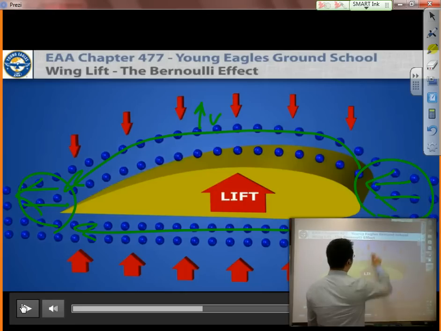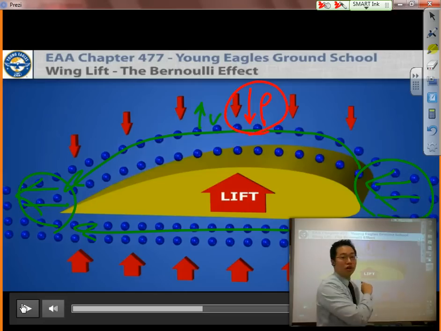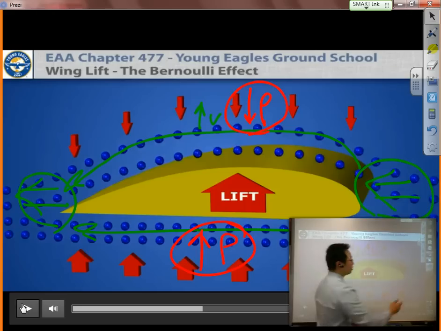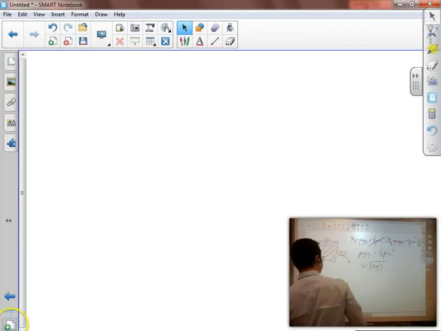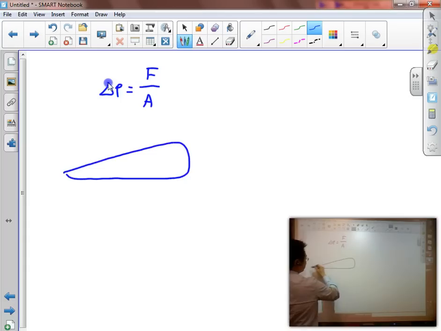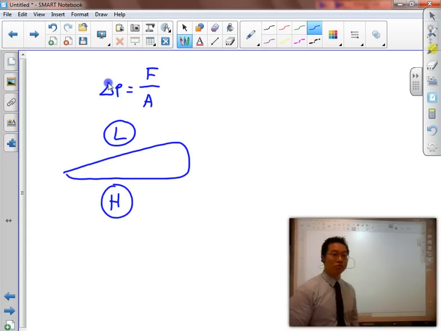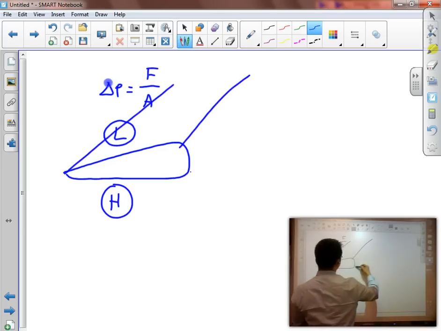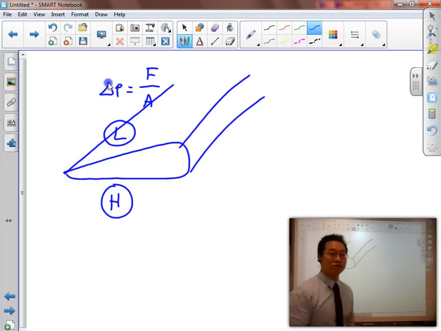So with a low pressure on top, you have a high pressure below. Air will literally take that difference in pressure and push it up. According to the formula that we've learned before, delta P is equal to F over A. So with an airplane wing, when you have low pressure versus high pressure, we can take the difference in pressure and take the area of the wing itself that's attached to the plane, and that's how much lift force is generated.